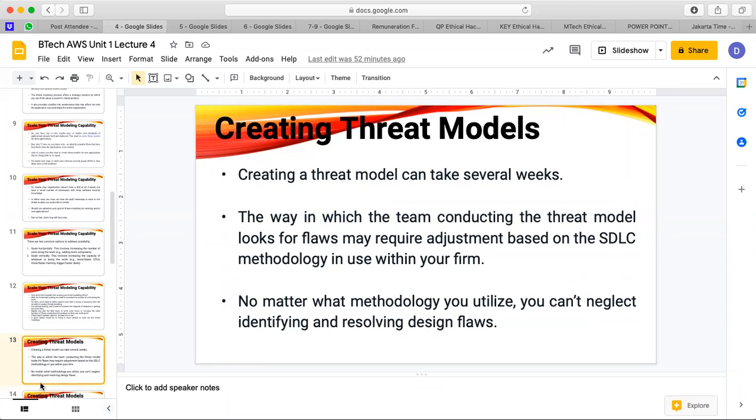In order to create a threat model, it can take several weeks. The way in which the team conducting the threat model looks for flaws may require adjustment based on the SDLC methodology in use within your firm. No matter what methodology you utilize, you can't neglect identifying and resolving design flaws.